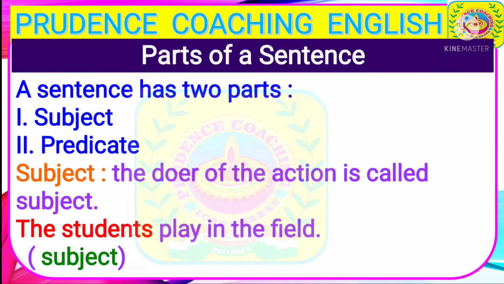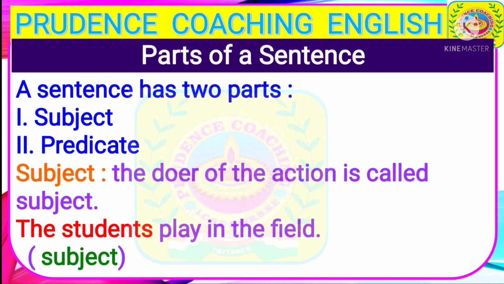So now we will learn about the parts of a sentence. A sentence has two parts. So how many parts does a sentence have? Two parts. What are the two parts? Subject and predicate. Now let us know what is a subject. Subject. The doer of the action is called subject. Means in the sentence, whoever is performing the task or doing the task, that particular word is the subject. And you must remember, a subject is always a noun or a pronoun.